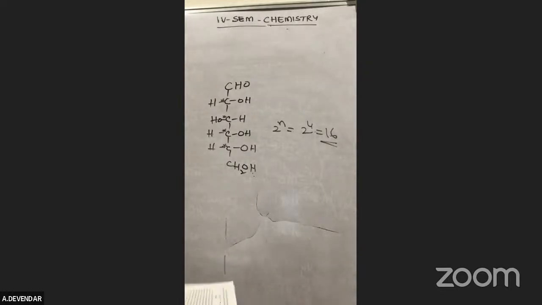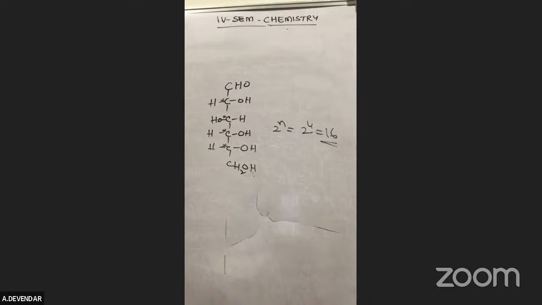Next, carbohydrates 2. There are disaccharides, and how the disaccharides are obtained. The main important one is sucrose. When sucrose is hydrolyzed, you get glucose and fructose. Then we have some important reactions on sucrose.